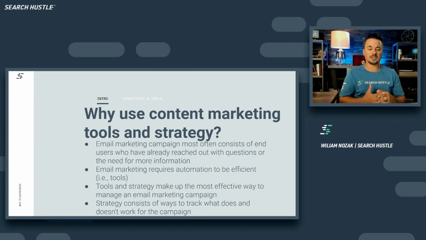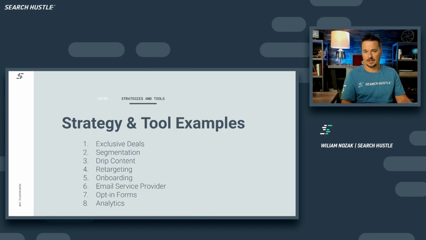Strategy consists of ways to track what does and doesn't work for the campaign. We're going to pay attention to abandonment rates, unsubscribe rates, bounce rates, things like that. We're going to always be cleaning our emails and tailoring our journeys for our end users. So strategies and tools, examples would be exclusive deals, segmenting, getting them really down into the information that they need.